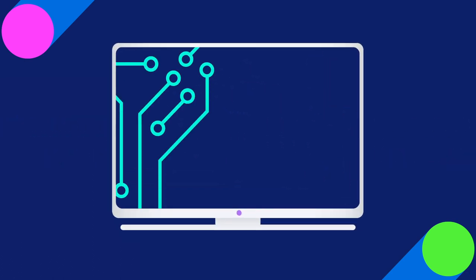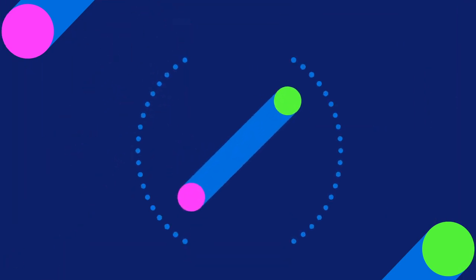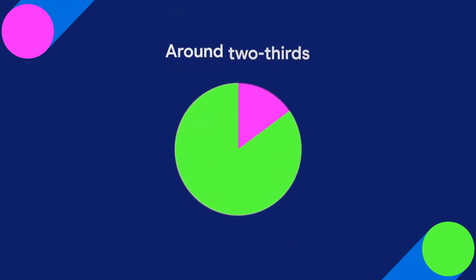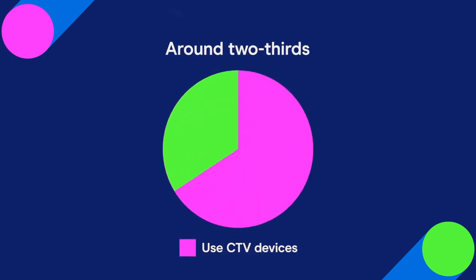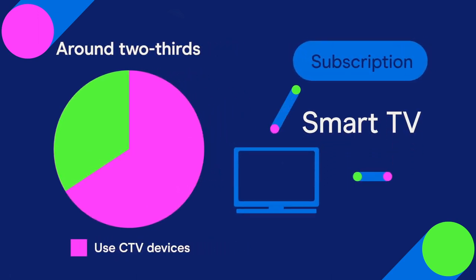Well, connected TV, or CTV as it's often better known, refers to video content that is viewed on a TV screen and delivered through an internet connection. IAB Compass shows that around two-thirds of UK households now use CTV devices, with smart TVs most common. They stream a mix of subscription, broadcaster, and other ad-supported services.